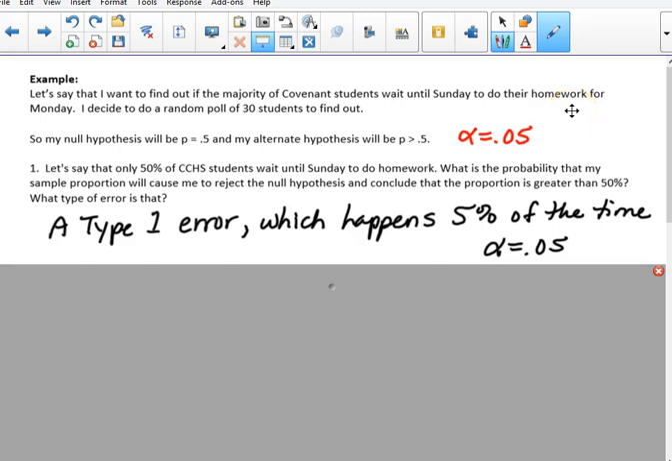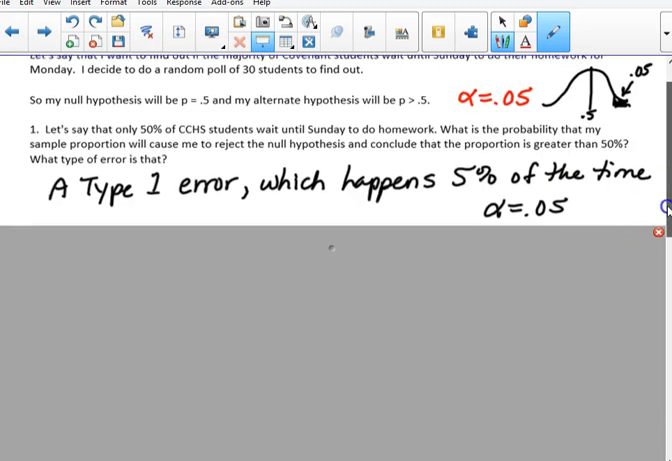In other words, if my sample statistic falls in this 5% region, saying that my sample statistic is far enough away from the 0.5 that I'm going to reject the null hypothesis, that's only going to happen 5% of the time.